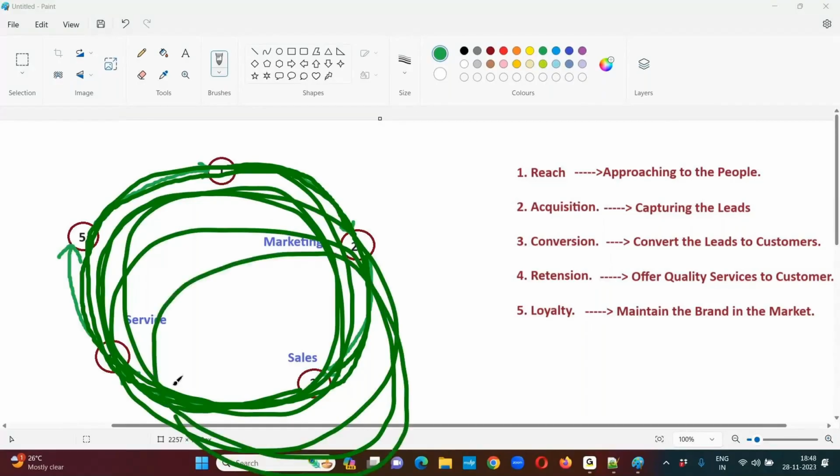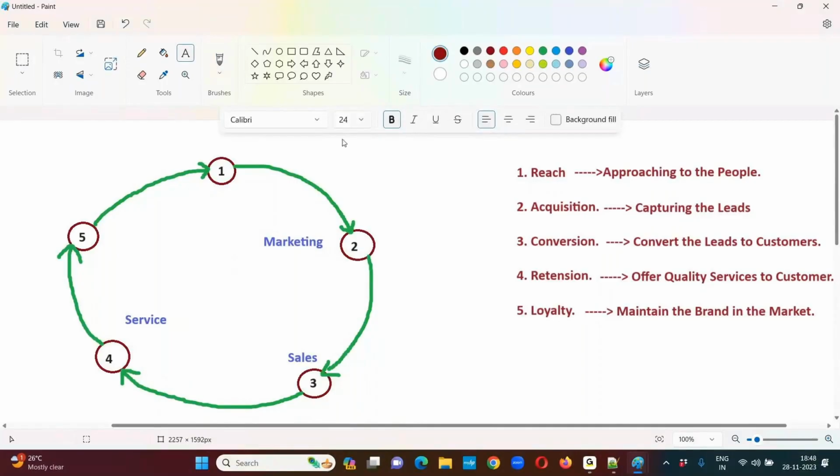Okay, so now this is the CRM life cycle that we have as part of your Salesforce org. As part of this CRM life cycle, these 5 stages are available. We have the reach stage, the acquisition stage, the conversion stage, the retention stage, and then the loyalty stage. Okay, clear? Understood the concept here?